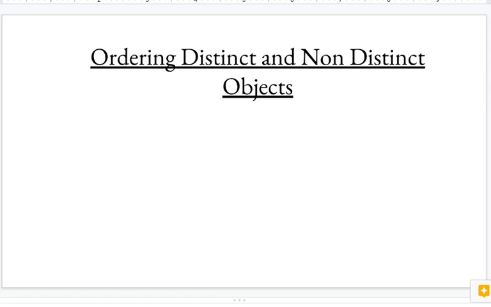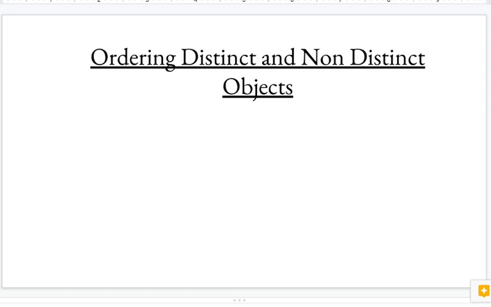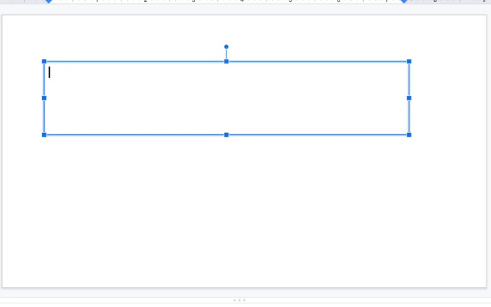So, ordering distinct and non-distinct objects. We've already tackled the way of ordering just a sequence. So A, B, C, D, E. We know the number of ways to arrange this is 5 factorial. Now, what if we had the arrangement ball, and we assume that the two L's are non-differentiable? When you switch these two L's, it does not matter. The arrangement is the same.